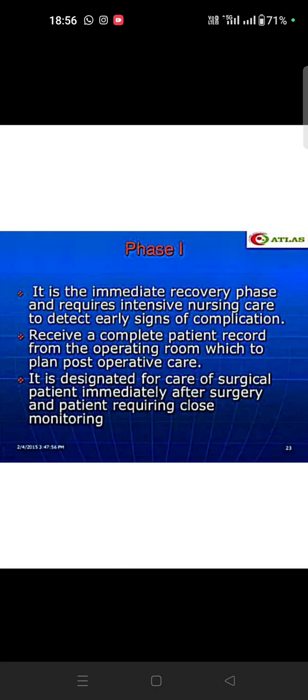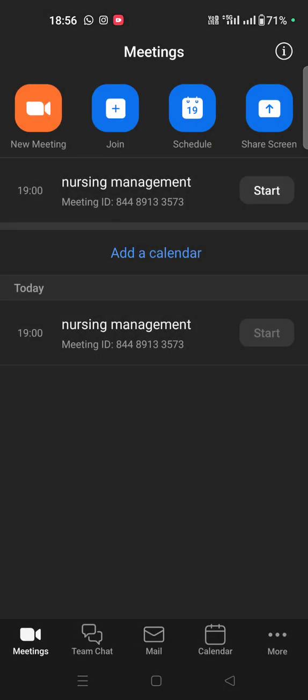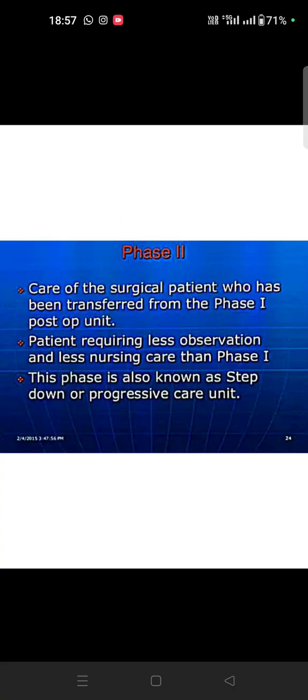Phase 1 means the immediate recovery phase, with intensive nursing care to detect early signs of complication, then completing the patient record from the operating room, which is the plan for post-operative care. The surgical patient immediately after surgery requires close monitoring. Phase 2 means care of the surgical patient who has been transferred from phase 1, with less observation and less nursing care.